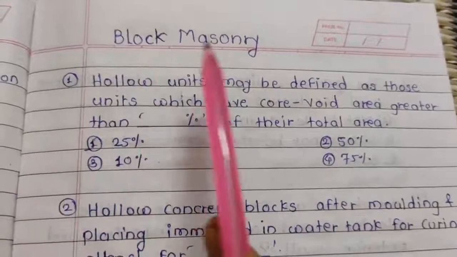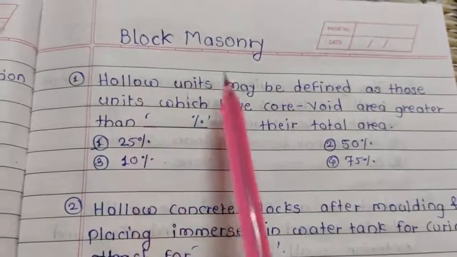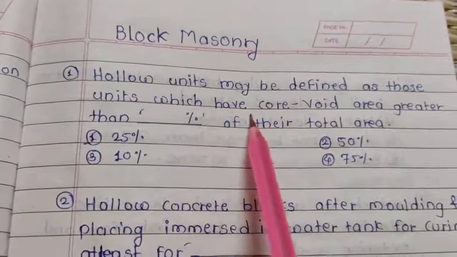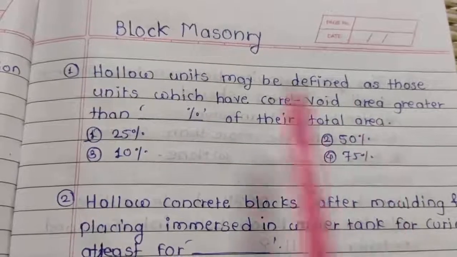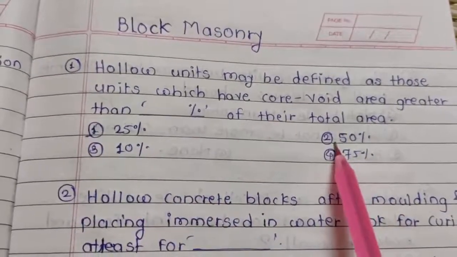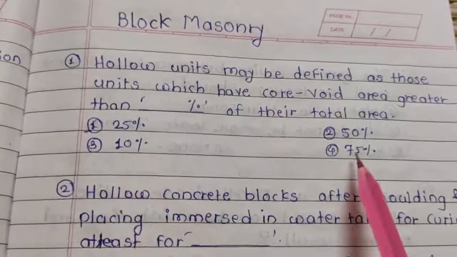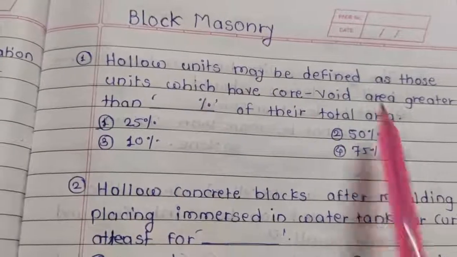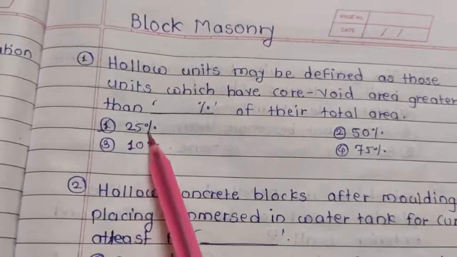Now, block masonry. Hollow units may be defined as those units which have core void area greater than 25%, 50%, 10%, 75% of their total area. Answer is 25%.